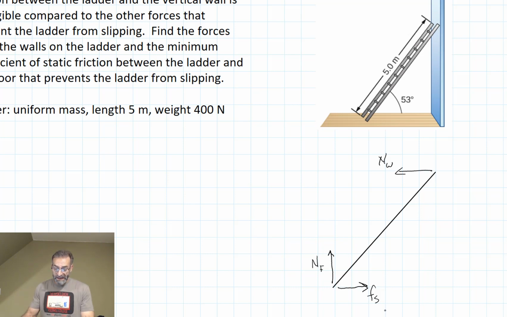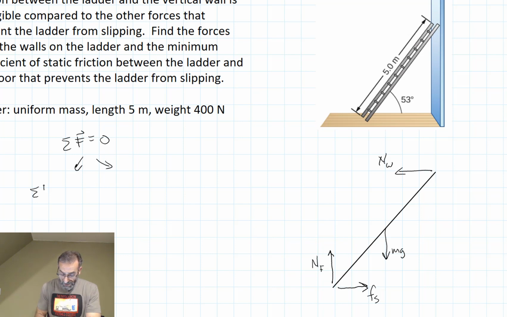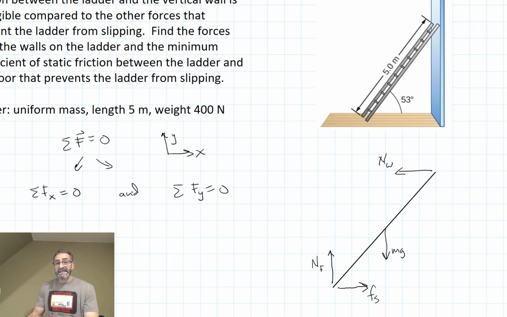What can reach in from a distance? Gravity. And the force of gravity acts at the center of mass, and because this is a uniform ladder, it acts at the center of the ladder. Now we say the net force has to be zero. And I can break that up. The sum of the forces in the x direction has to be zero, and the sum of the forces in the y direction has to be zero. And I can pick some coordinate system. So first I'll look at the x direction.